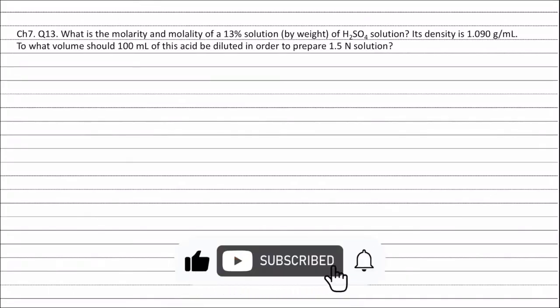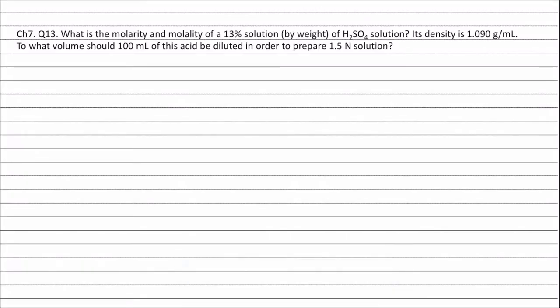Question 13. What is the molarity and molality of a 13% solution by weight of sulfuric acid solution? Its density is 1.090 gram per milliliter. To what volume should 100 ml of this acid be diluted in order to prepare 1.5 N solution?